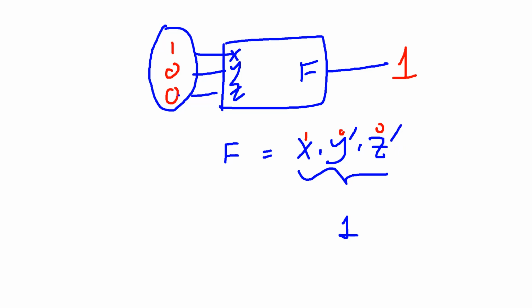So when you apply the value 1, 0, 0 to x, y, and z, the result will be 1 and 0 prime and 0 prime, right? So it's 1, only one case. So the minterm for this input value is x, y prime, and z prime.